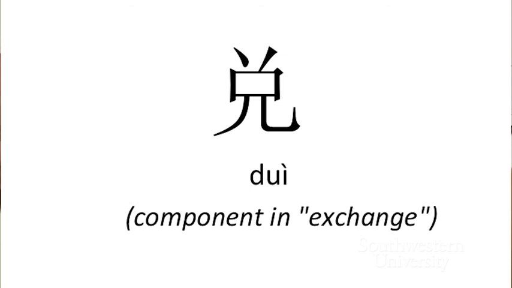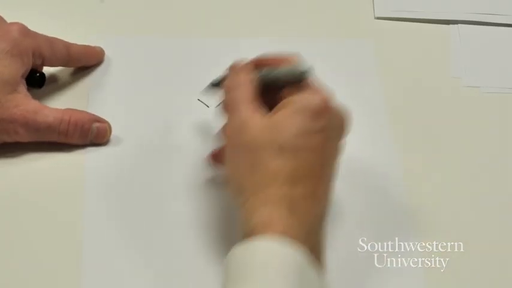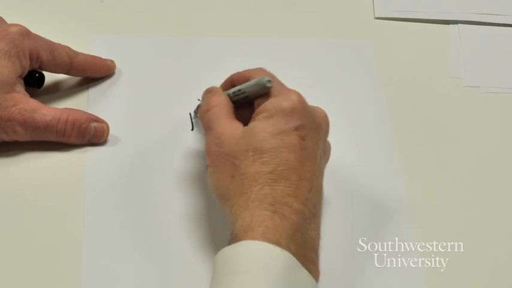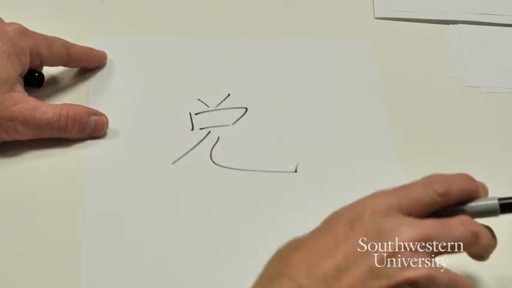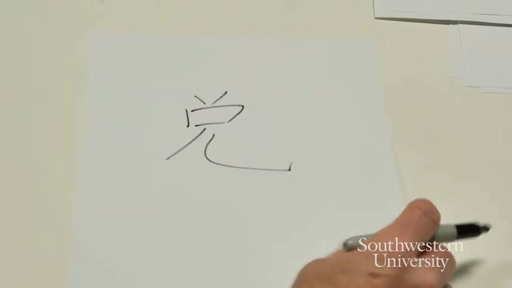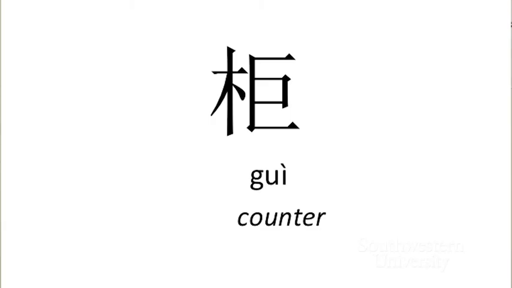Dui. Dui originally means joy or happiness, and it is a depiction of joyful sounds coming out of the mouth of a person, dui. And it's used in dui huan, just as a phonetic.